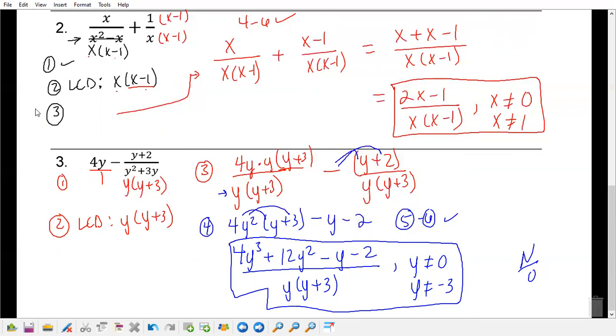So things to note when subtracting is to make sure that you distribute your minus to all terms in the factor that follows it. Okay, so you want to make sure you distribute the minus into all terms of the factor that follows it. All right, adding and subtracting.